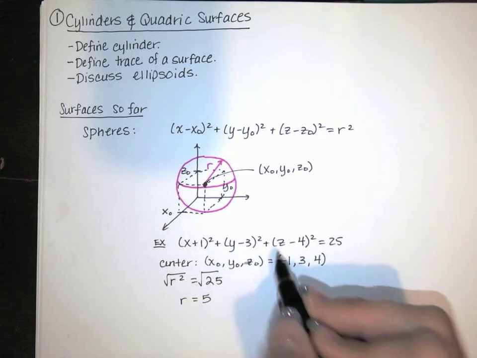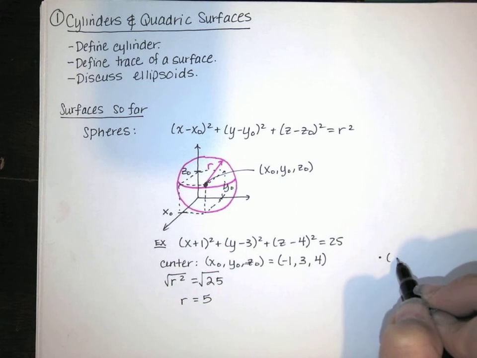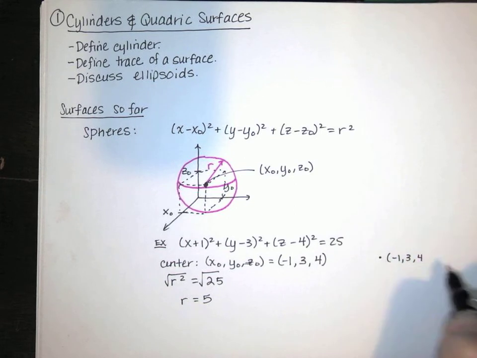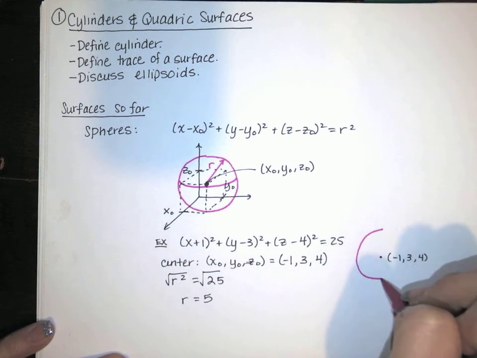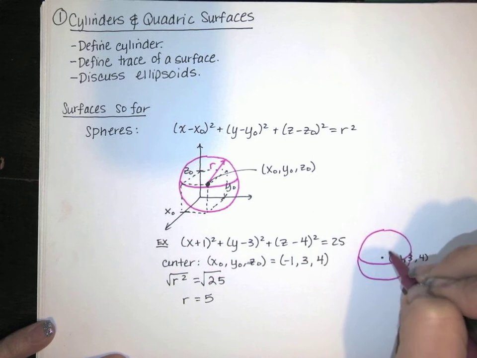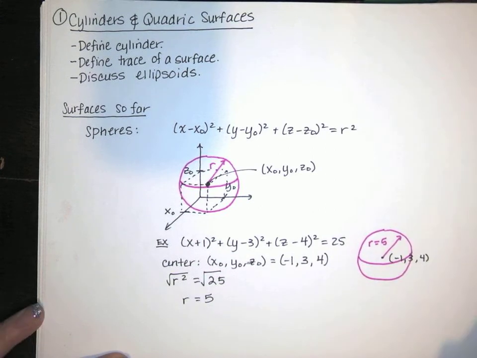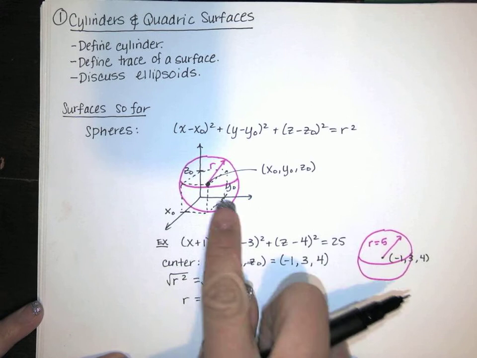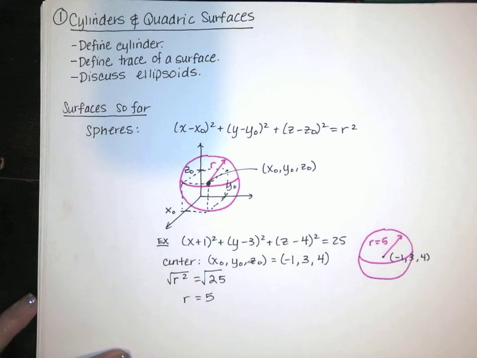So we could plot this point in three-dimensional space. I'm just going to label it (−1, 3, 4). And then we're going to go 5 units in the x direction, y direction, and z direction. It's a little hard to do, so I just draw a circle around that point with a line for dimension, and I'll just say, hey, r equals 5. And that's good enough for us. And if we want a coordinate system that can tell us where that is relative to the origin, we could always add that too.